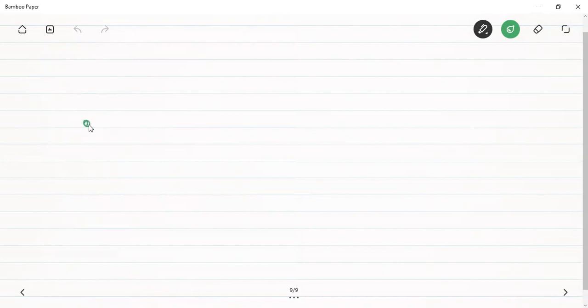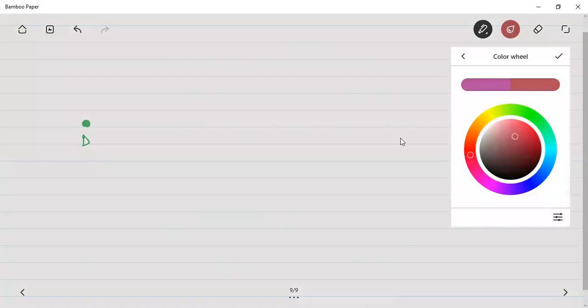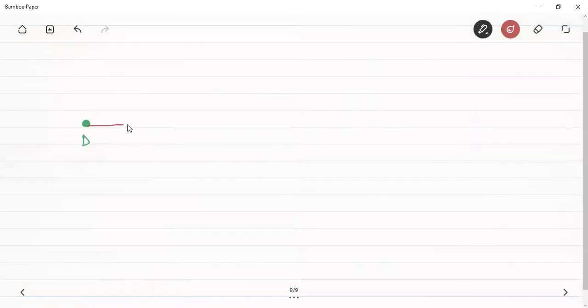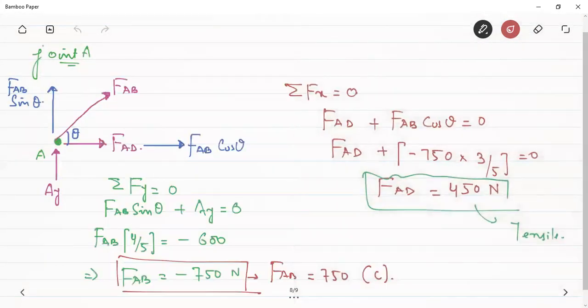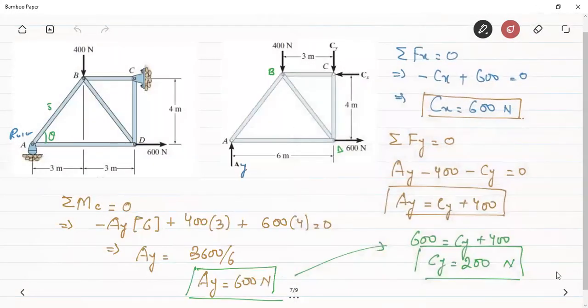This is the joint D. The forces will be, this is an applied force, 600 here. FAD. This is FCD. This is FBD. I just want to look once again. Okay, yes, this is FBD.